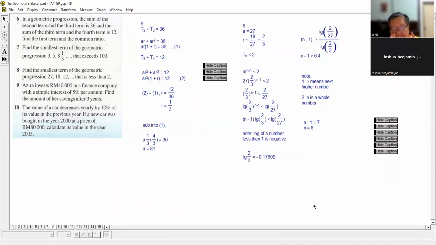Okay, so the technique is to use log. Right, next one. Next page.